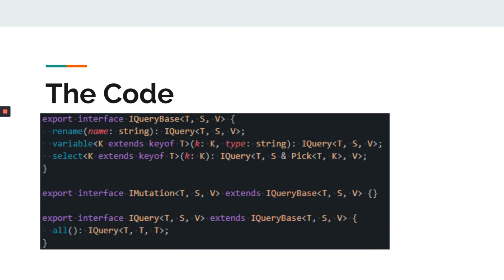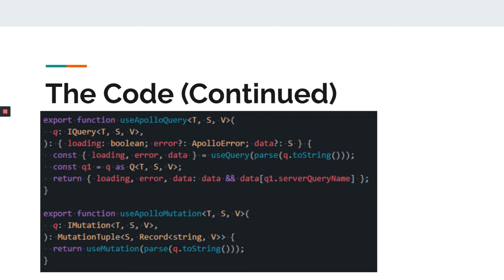I've added an interface for each specified type. So there's a base and then added functionalities for the mutation and the query. Also, I've created methods specifically for the Apollo library. How it works is it takes in the variables that the user chooses and then converts it into a string and then parses it and allows the library to use the specified query, which is what is done in the useApolloQuery and the useApolloMutation here.